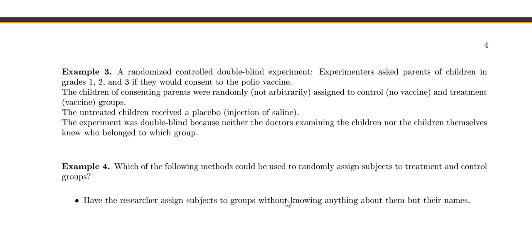So for our next example, a randomized controlled double-blind experiment. This is an example of our randomized controlled double-blind experiment. After they did the first polio trial, they said, oh, we didn't design this very well. So they went back and did another trial. Experimenters asked parents of children in grades 1, 2, and 3 if they would consent to the polio vaccine. Then the children of the consenting parents were randomly assigned to the control, which means no vaccine, and the treatment groups. The untreated children received a placebo, which was just a salt and water injection. And the experiment was double-blind because neither the doctors examining the children nor the children themselves knew who belonged to which group.